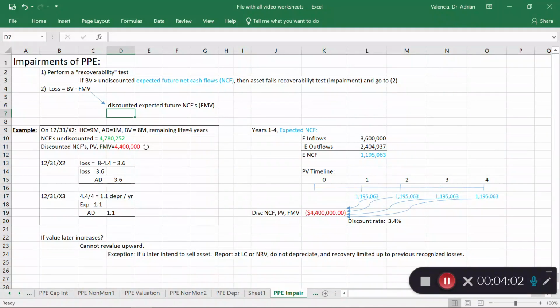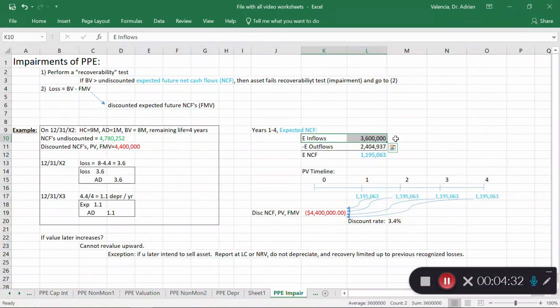So just to give you an idea as to where these numbers are coming from, let me show you what I did. Assume that for a particular company, from years 1 through year 4, this is what they expect to receive in terms of cash flows. So maybe they have expected inflows of $3,600,000. In other words, that's the generation of revenues from that particular asset.